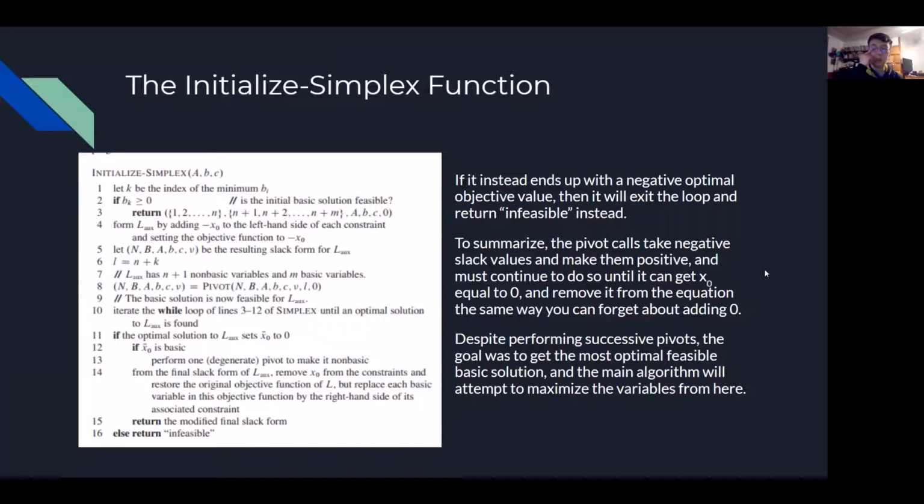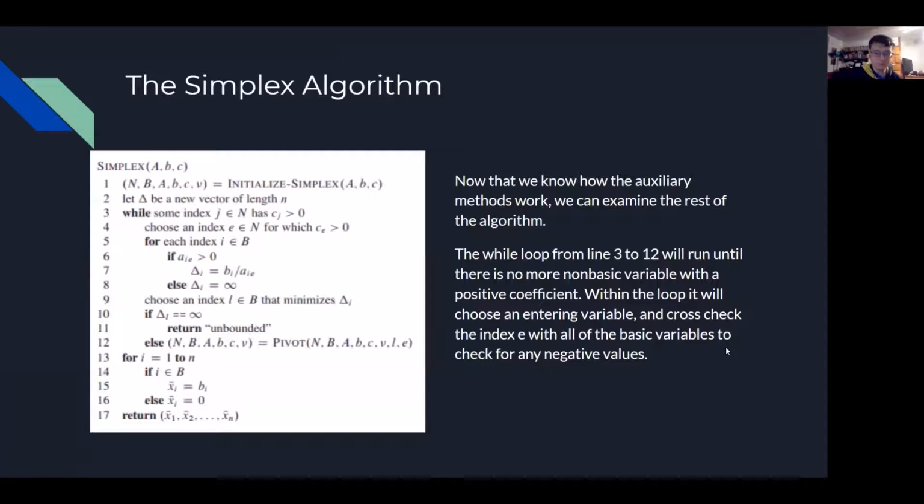So to summarize, the pivot will take negative slack values and make them positive, and it will do so until it can find x not being equal to 0, and then it will remove it from the equation. And despite performing successive pivots, the goal for this is to get the most optimal feasible basic solution, not whether or not it's maximized. That's what the main algorithm will handle from there.